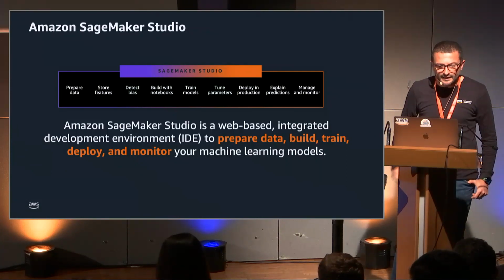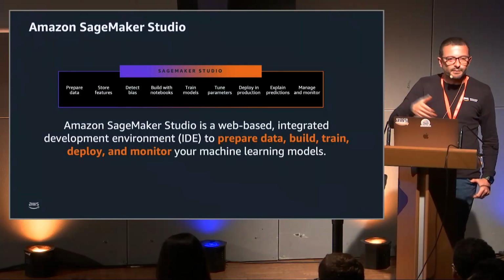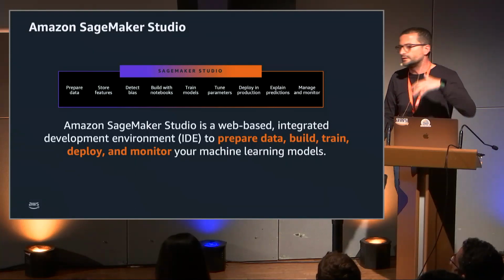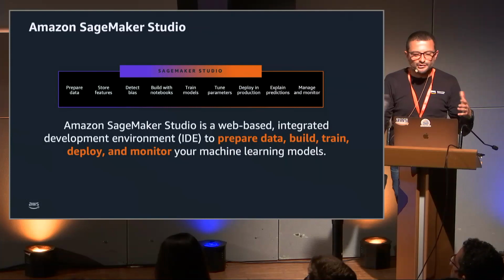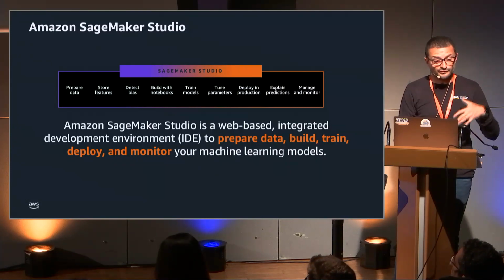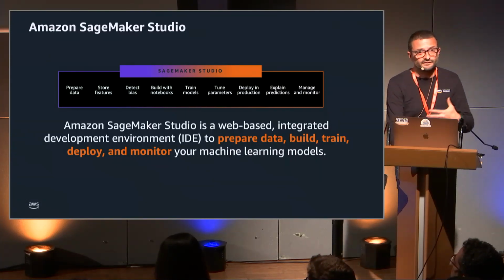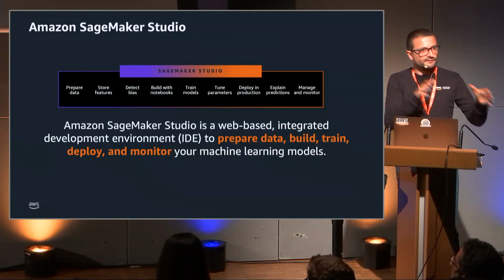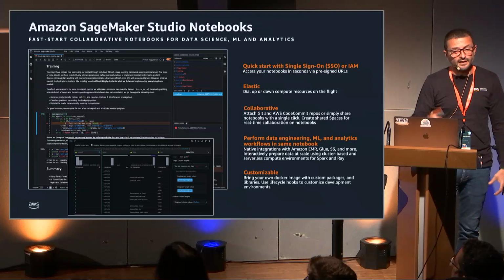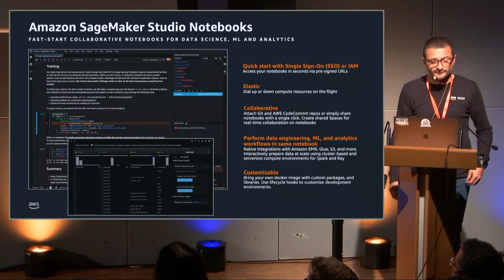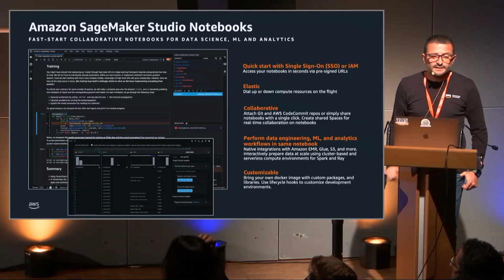You can then explain your inference, do explainability. You can do bias detection. There are a number of features for data and machine learning practitioners available in SageMaker Studio. And the notebook experience that is available in SageMaker Studio is based indeed on JupyterLab as well, as you can see from this slide.